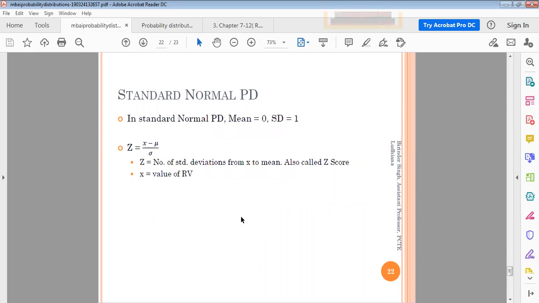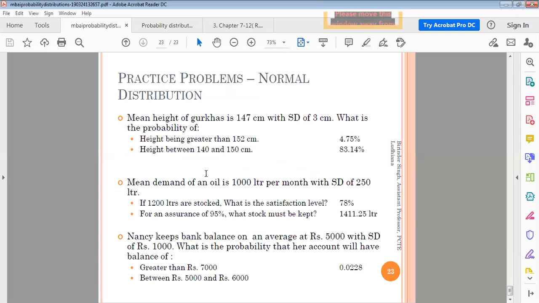This is the standard normal probability density function. In the standard normal probability density function, mean equals 0, standard deviation equals 1, and z equals (x minus mu) divided by sigma, where z is the number of standard deviations from x to the mean, also called the z score, and x is the value of the random variable.